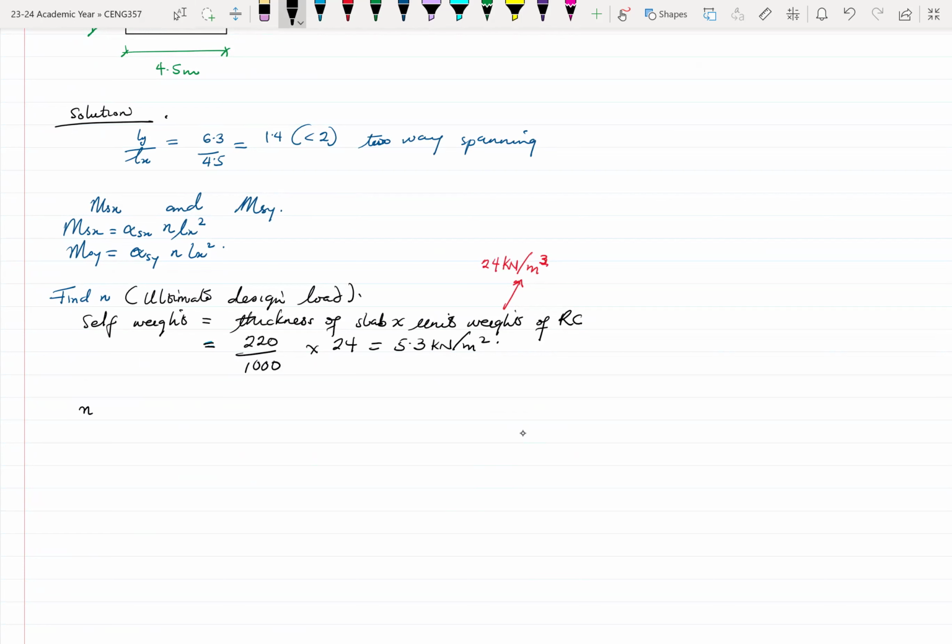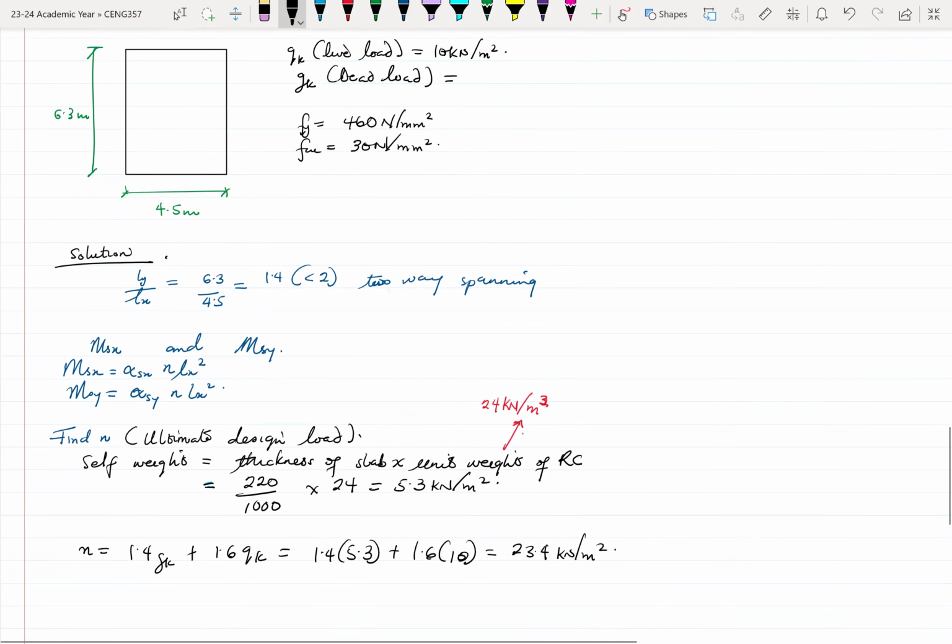So here n will be 1.4 Gk plus 1.6 Qk. This is 1.4 times 5.3 plus 1.6 times 10 for the live load. And this should give us 23.4 kilonewtons per meter squared. So now we have our n. Let's find our alphas, the alpha SX and then the alpha SY.